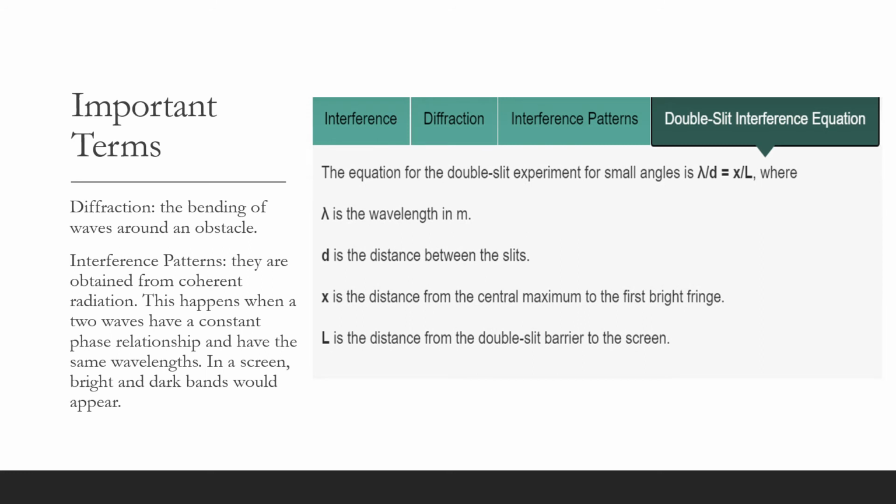We have the double slit interference equation, which is expressed right here. You can probably notice that we have some letters and symbols that we haven't had before, so let's go over the meaning of each one. The first one is the wavelength in meters. Then letter D is the distance between the slits. Letter X is the distance from the central maximum to the first bright fringe. And lastly, letter L is the distance from the double slit barrier to the screen.